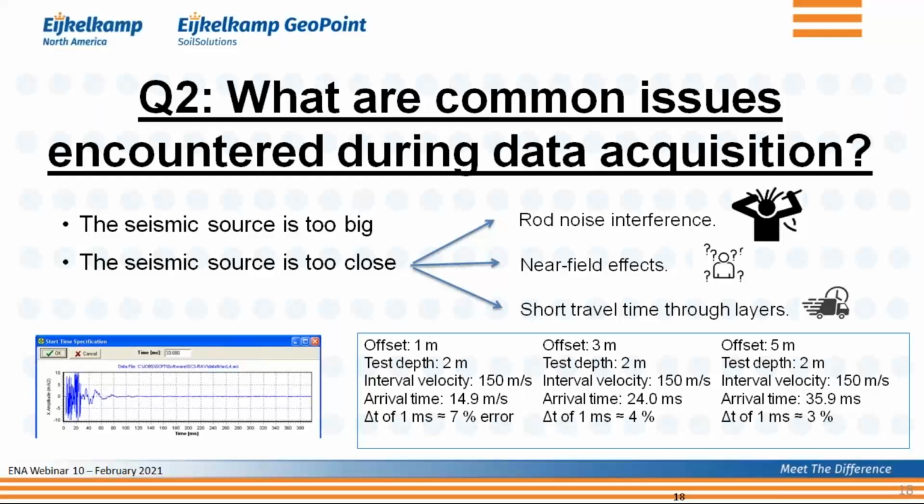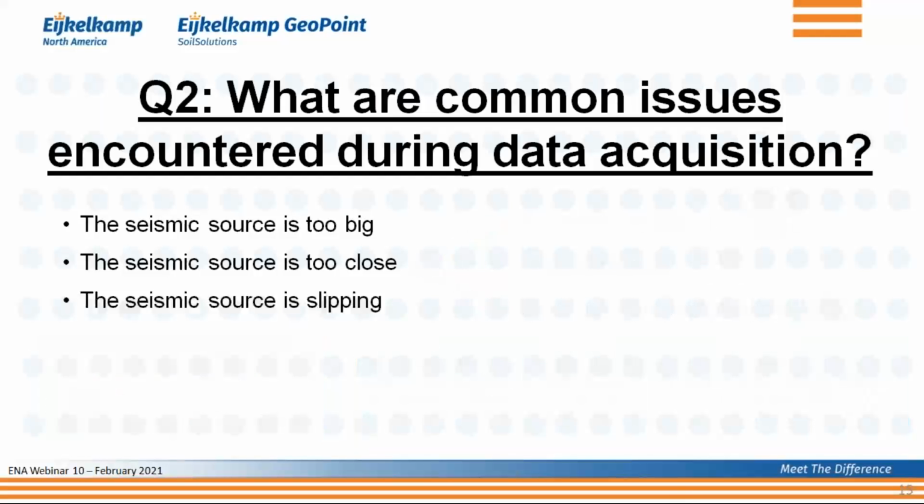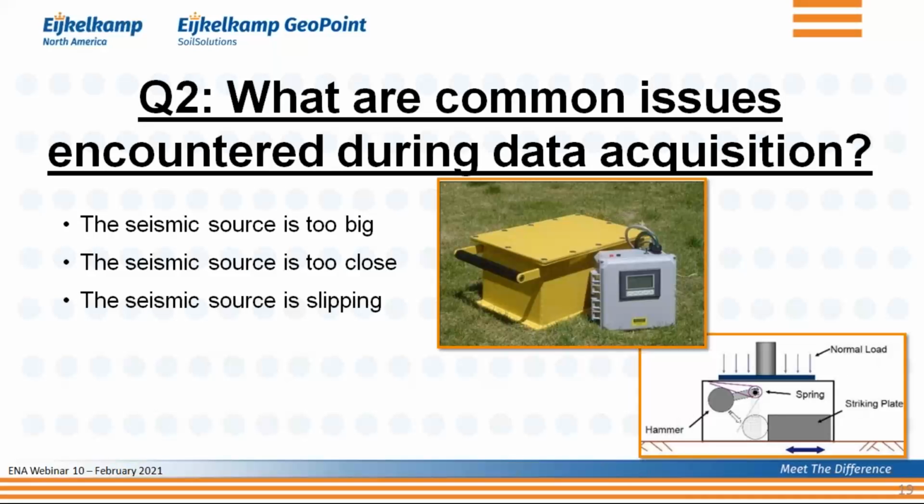You make a smaller error, and that's another reason why we want to have a larger offset. So those are kind of the issues there that it deals with sources too close. And then finally, source may be slipping.